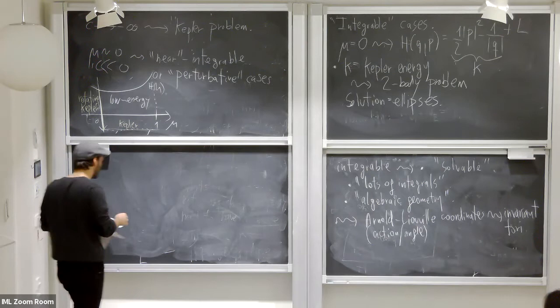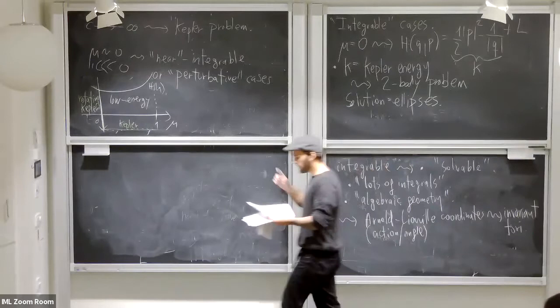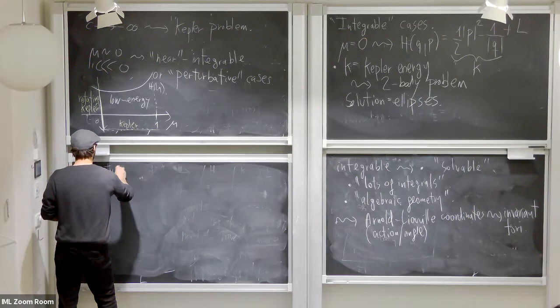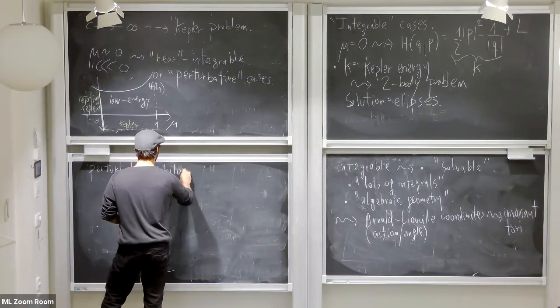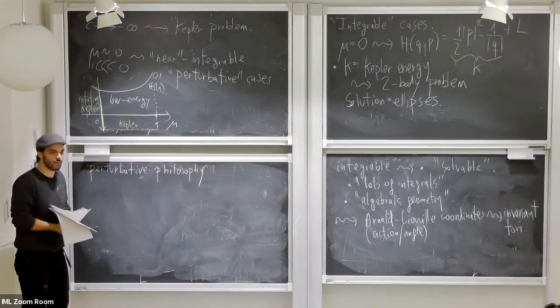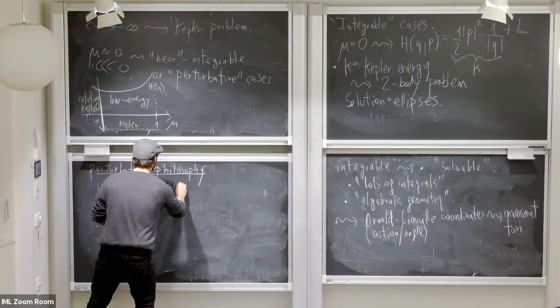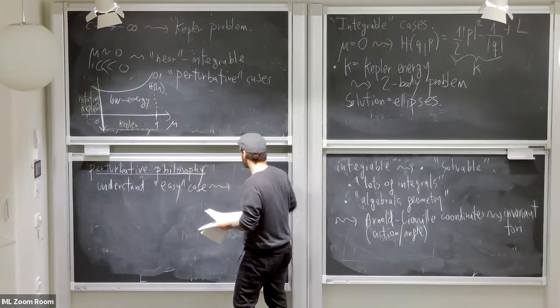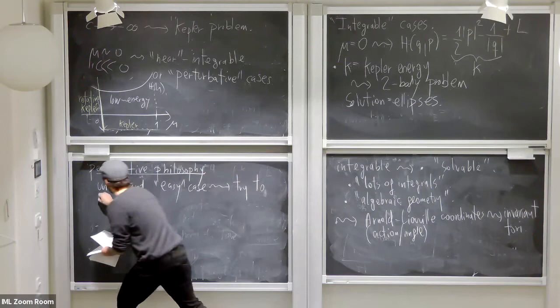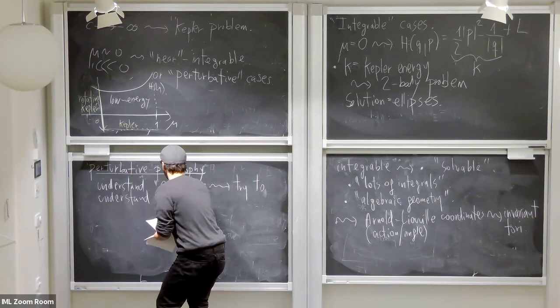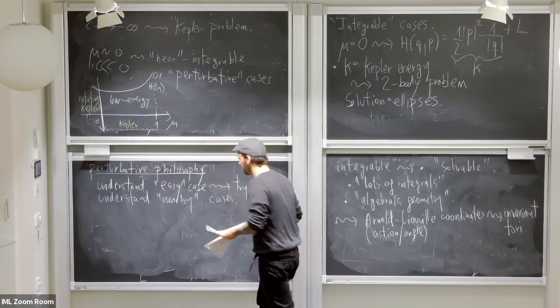Okay, so let me recap. This perturbative philosophy has been around for such a long time. It's everywhere in maths and physics, in some sense: understand the easy case, and then, by this understanding, try to understand nearby cases. A very clear example of this philosophy is exactly KAM theory.